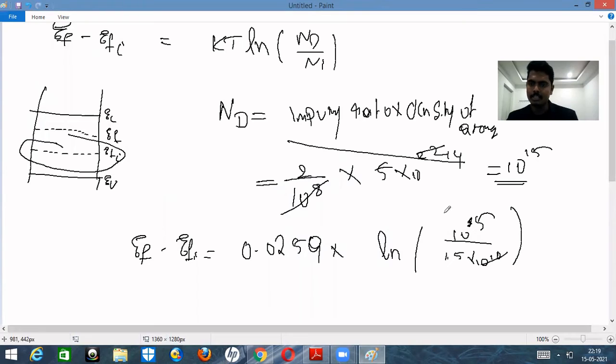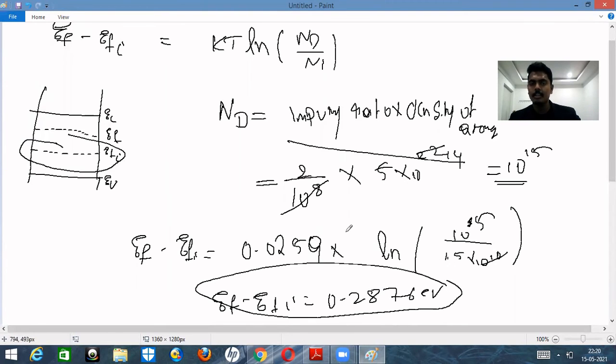So if you find the value of 10 power 5 by 1.5, you will get something. If you apply natural logarithm, you will have something into 0.0259. Automatically the value is 0.287. So therefore EF minus EFI is equal to 0.2876 electron volts.